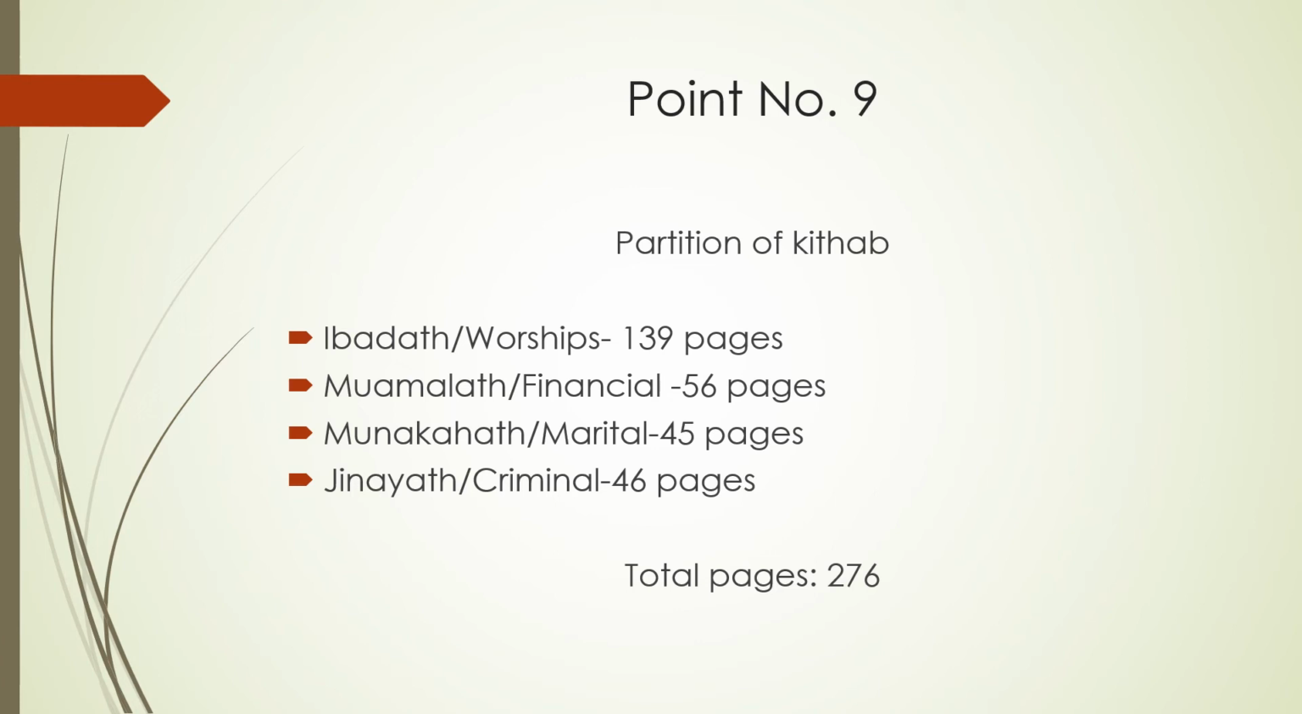The second one is Mu'amala, the financial dealings, 56 pages. The third one is Munakaha, the marital affairs, that is 45 pages. And Jinaya, the criminal laws and its aftermath issues, the remedies, the actions taken, the details of which include 46 pages. In total, Fathehul Mueen has 276 pages.